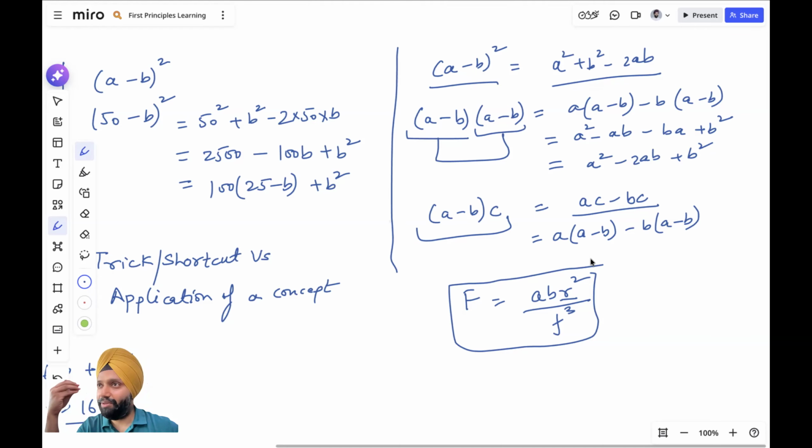Understanding the formula means you can really understand why each part is there. What is it doing there? And why is it there in a specific way? For example, why is it R squared? And why is it F cubed? And why is F in the denominator and R in the numerator?